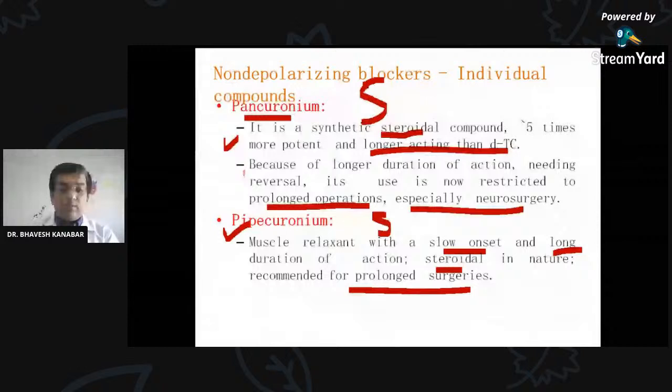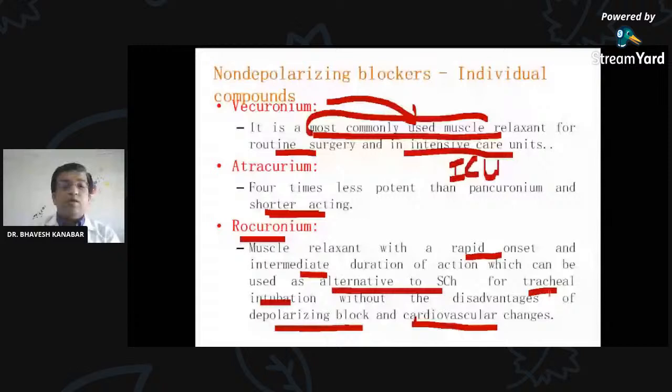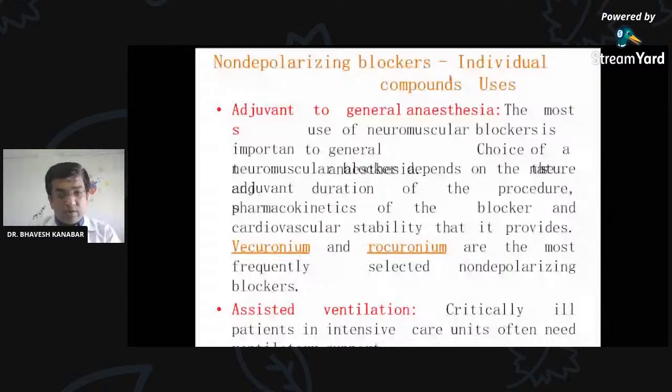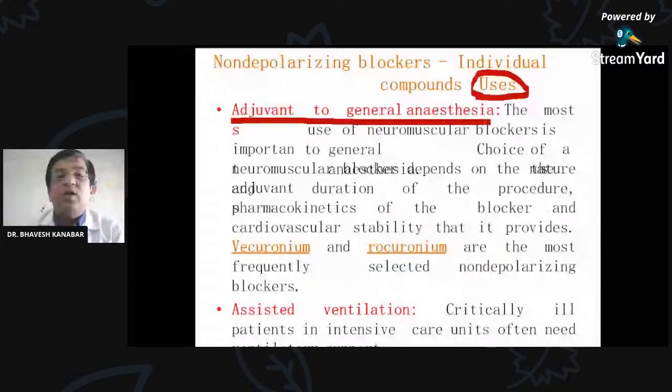Rocuronium is the most commonly used muscle relaxant in surgery and in ICU. Atracurium is shorter acting. Rocuronium is an alternative to succinylcholine in tracheal intubation. Okay, we are moving further. Non-depolarizing blocker, individual compounds, that is continuing. So now their uses. Some of the uses we have also discussed. That is neurosurgery.